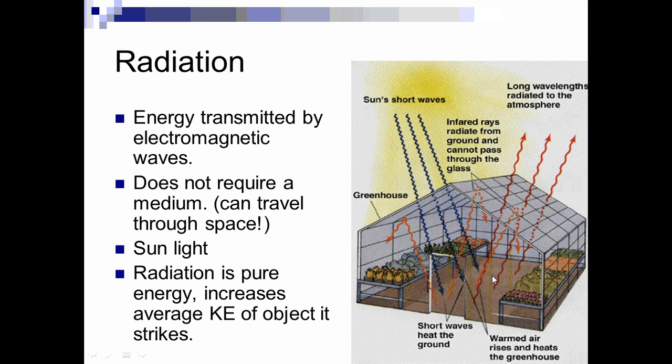This becomes warmer because it's gaining energy from those rays, which then increases the kinetic energy, increasing temperature. So radiation by electromagnetic wave can travel through a vacuum.